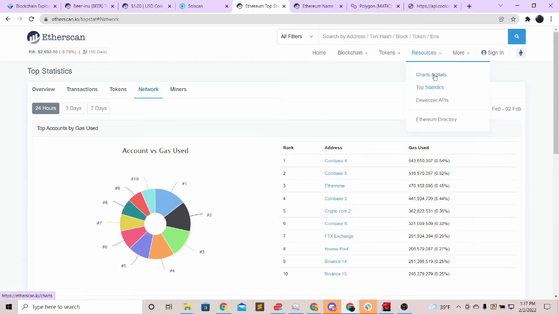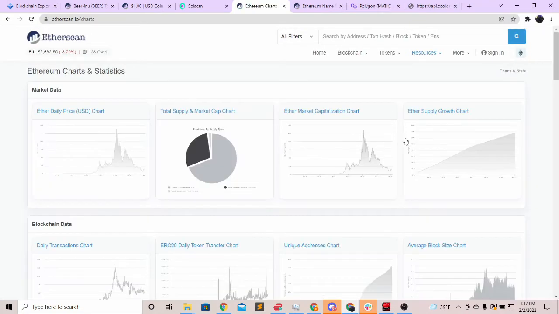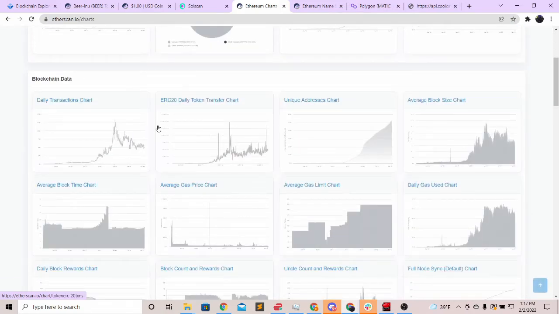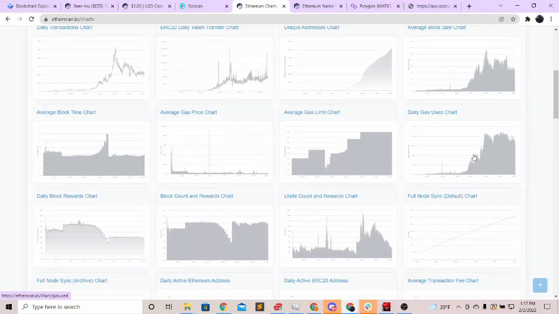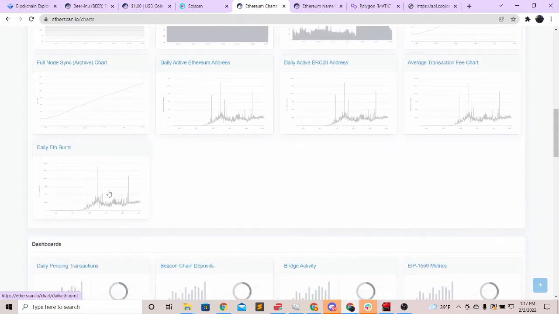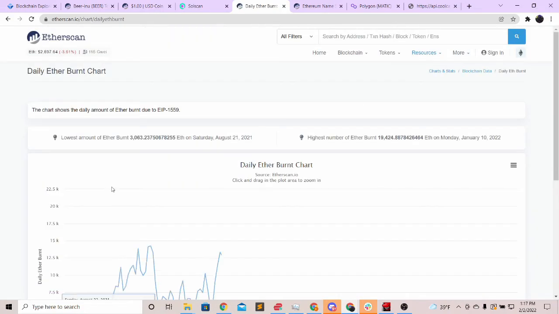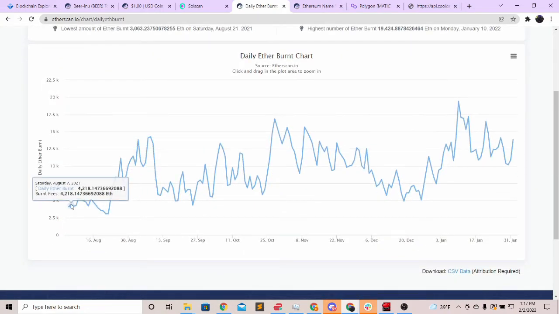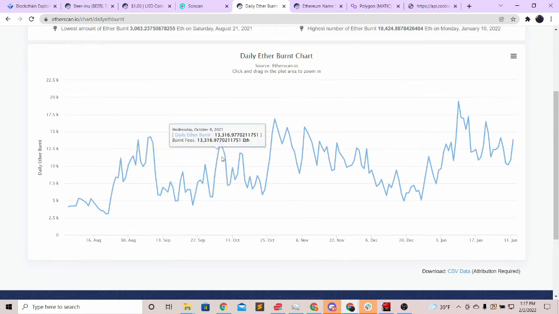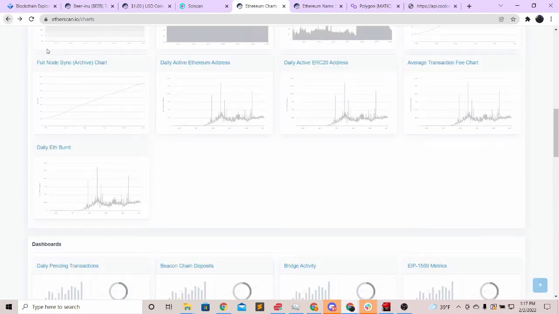Now, if we go to charts and stats, we can show some other breakdown charts. So we'll have our ETH daily price that we can see ETH over time. We can see the number of transactions each day, the amount of gas used. An interesting one down here is to see the gas burned. So this is the daily gas burn since EIP 1559 went into effect and we started burning gas with each transaction. We can see that slowly rising.